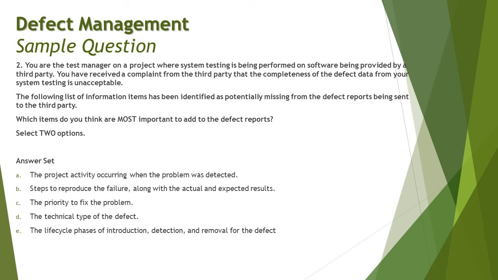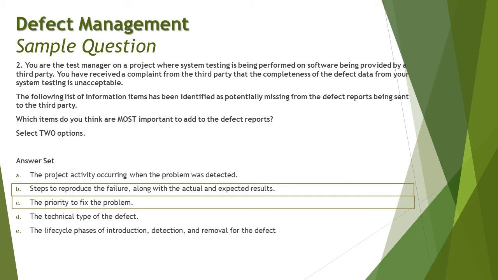And I think again this is not the tester's responsibility to determine the location of the defect in the system, because that can only be done at the point of root cause analysis, which will be provided by the third party after analyzing the root cause. So at this point the right answer is B and C, that is steps to reproduce the failure along with the actual and expected result, and the priority to fix the problem.